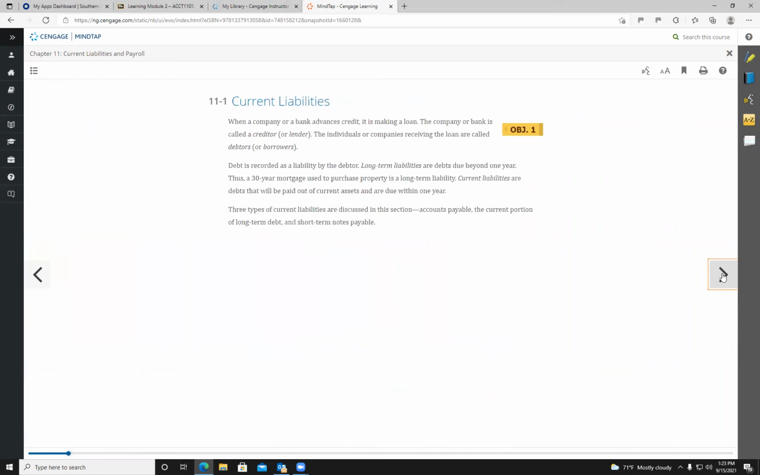So right off the bat, we're going to talk about current liabilities. When a company or a bank advances credit, it's making a loan. The company or bank is called the creditor or the lender. Individuals or companies receiving the loan are then called the debtors or the borrowers. Debt is recorded as a liability by the debtor.